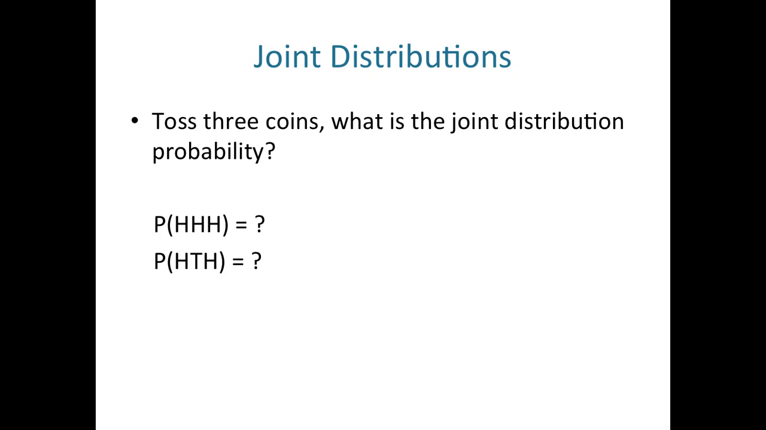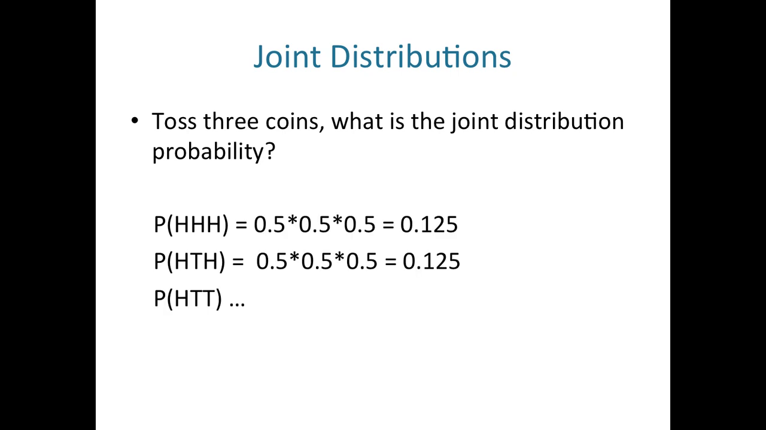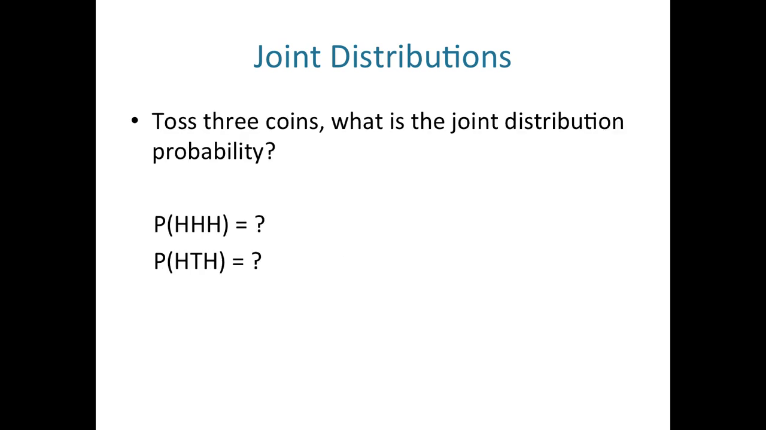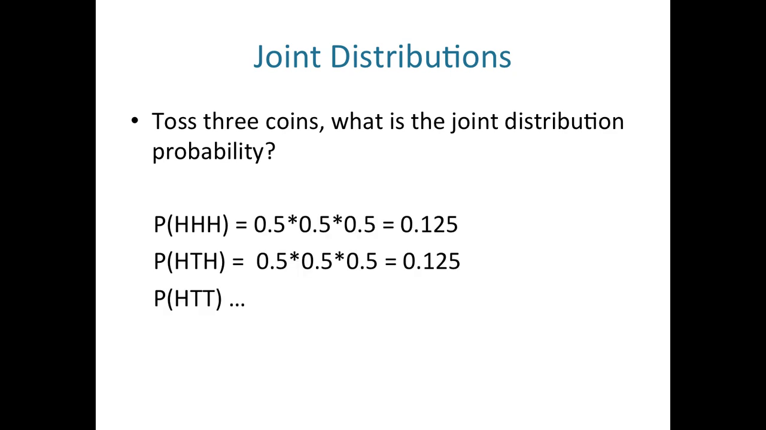Let's assume that we toss 3 coins, and we want to understand the joint distribution probability. What's the probability of getting heads, heads, and heads when we toss a coin? It's 0.5 multiplied by 0.5 multiplied by 0.5. Why? Because, if we go back to this formula, the probability of 2 events happening is the product of the probabilities of the 2 independent events. So in this case, the probability of having heads for 3 coins is the multiplication of the individual probabilities of the heads event happening.